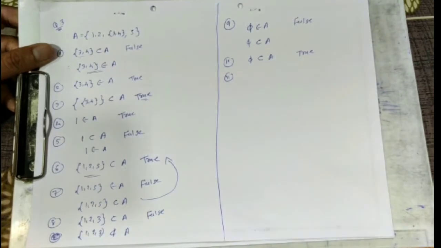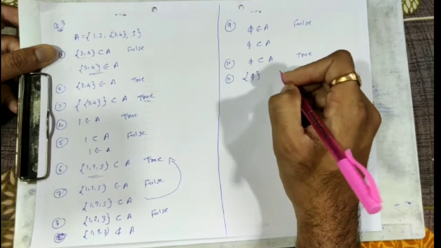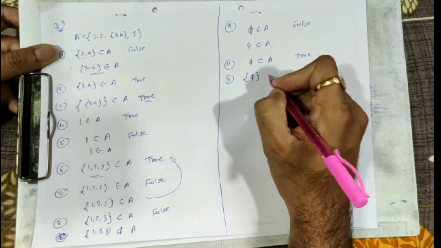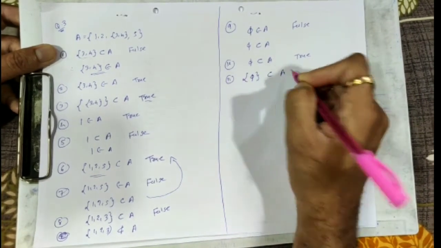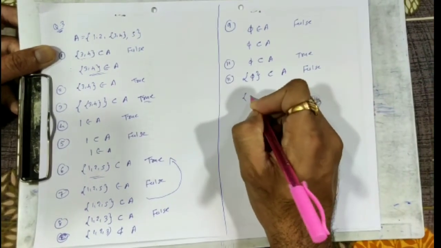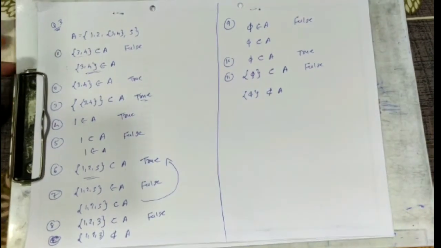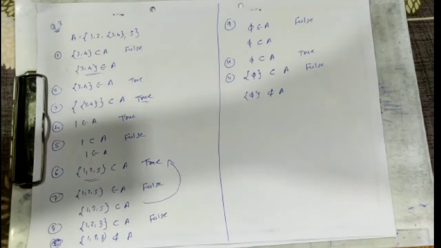11, what about this one? Set with 5 is subset of A, so it's a false। यहाँ पर लिख सकते हैं कि this one is not subset of A। क्लियर? इसमें डाउट किसी को?